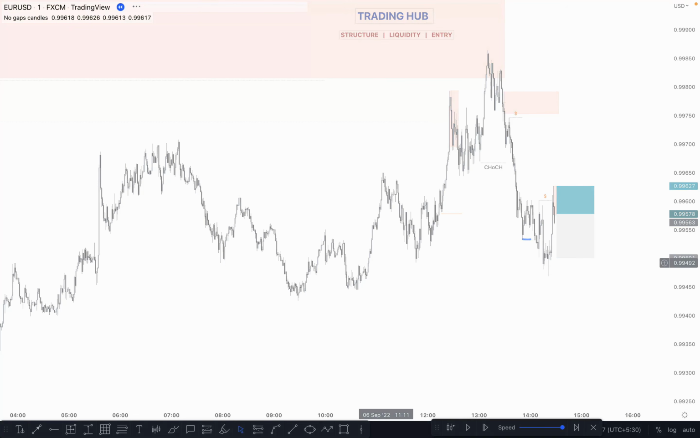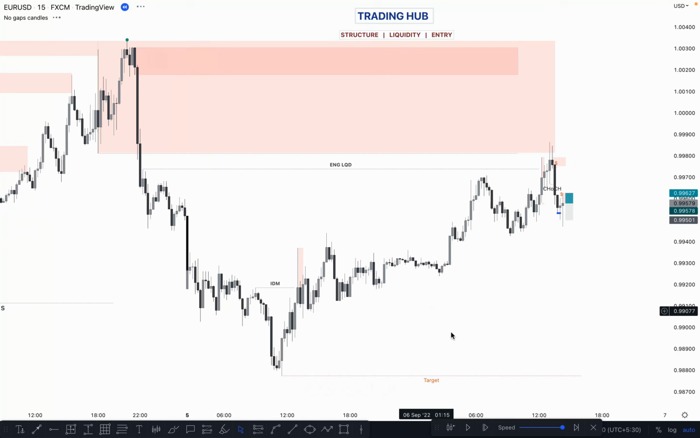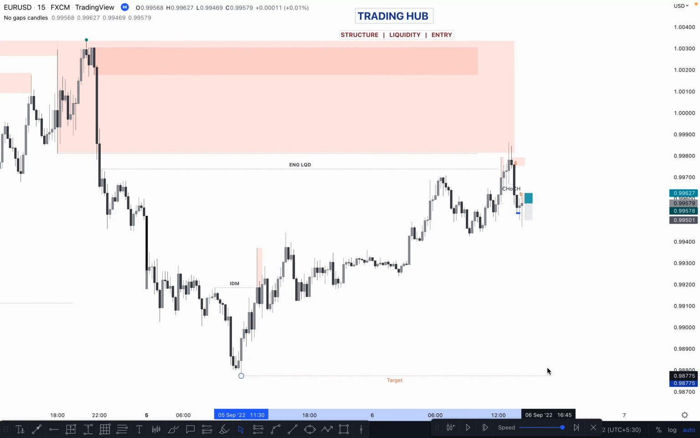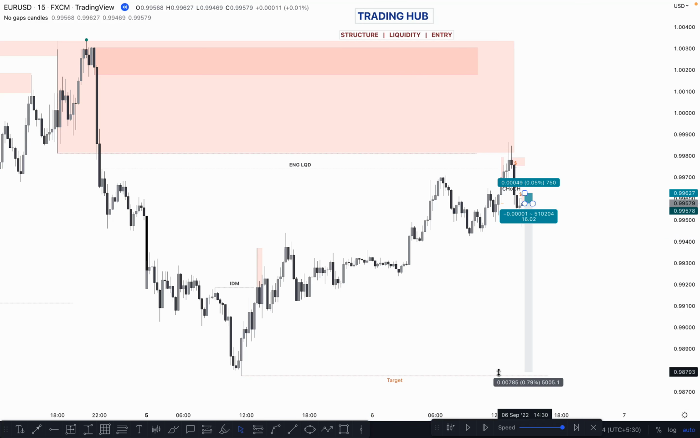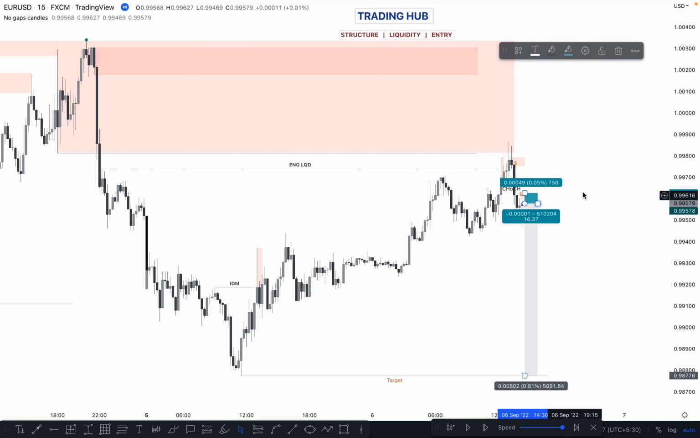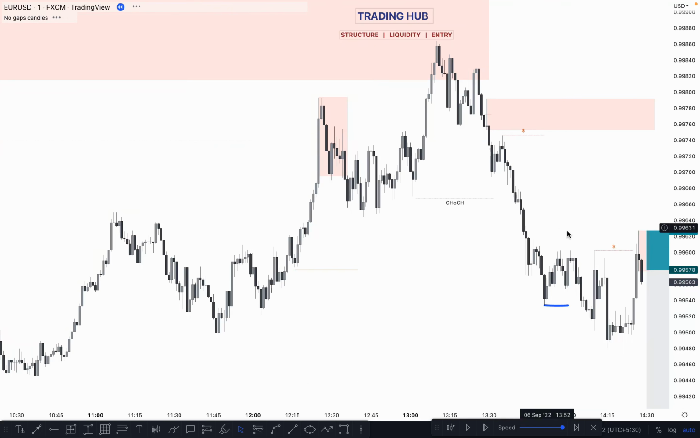Let's switch into the 15-minute. Let's see what happened next here. So this is our 15-minute target here, and this is almost a 16 RR trade, right? Now let's go back into the 1-minute chart.